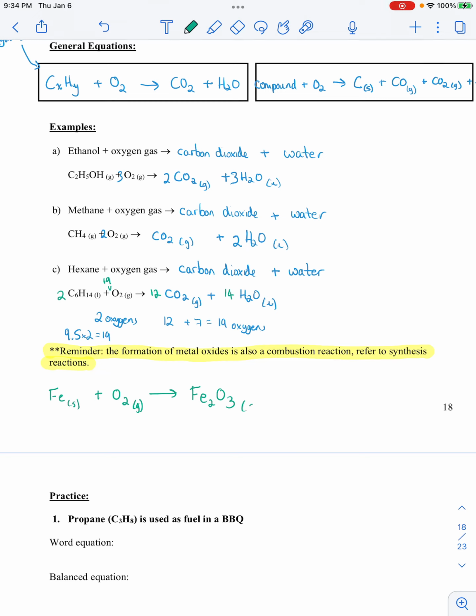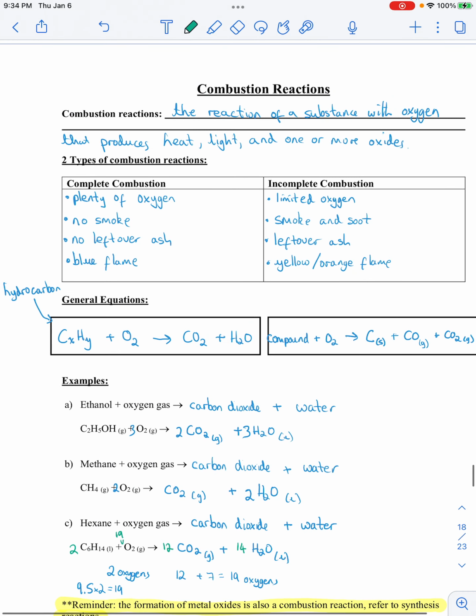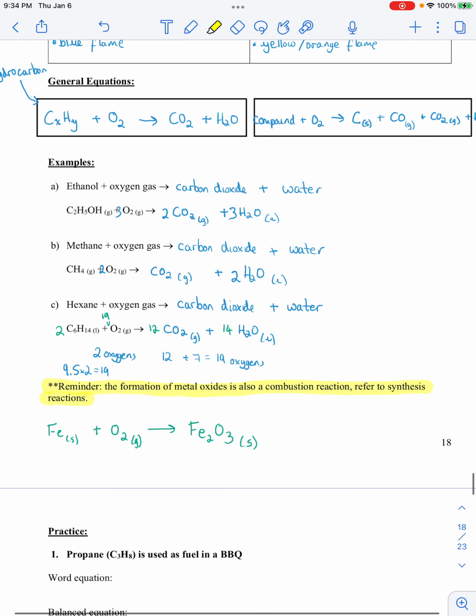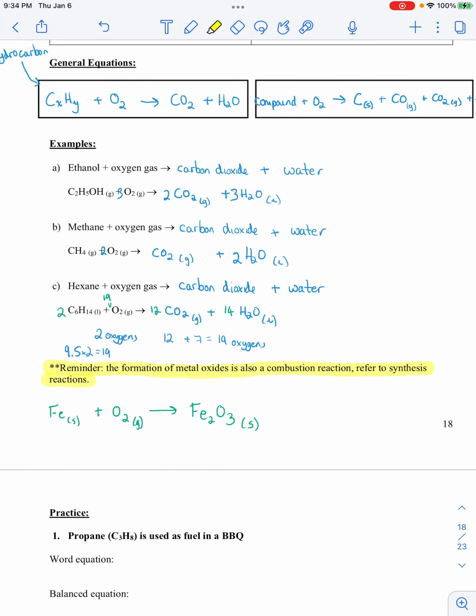However, by our definition, this is also a combustion reaction because we're seeing a substance in the presence of oxygen create an oxide. That was our definition up here: a reaction with oxygen that produces oxides. So this is also considered a combustion reaction as well. However, I think it's better classed as a synthesis reaction, but it's just good to be aware of and something to look out for.